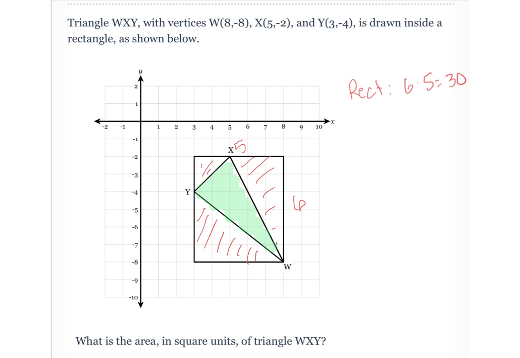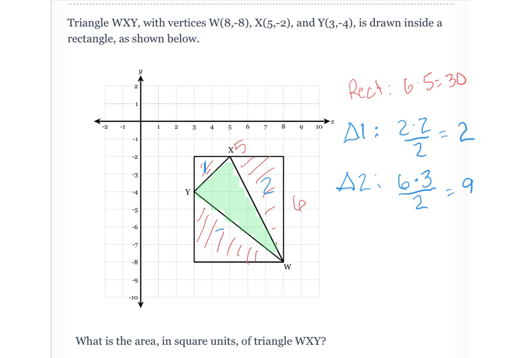So let's start with this one right here. I'll call this triangle 1. That has a base and height of 2 and 2, so 2 times 2. Then, of course, we divide by 2, which would give us 4 divided by 2, which is 2. Triangle 2 has a base and height of 6 and 3. So 6 times 3 divided by 2 would be 9.